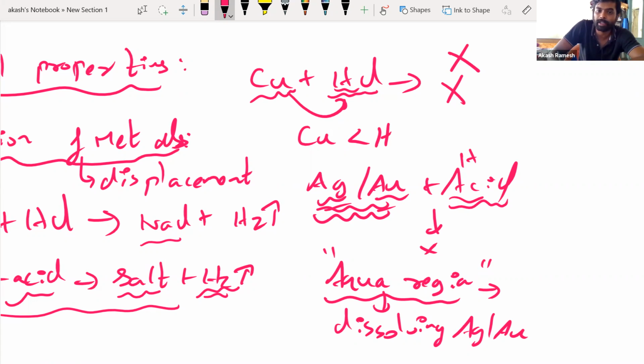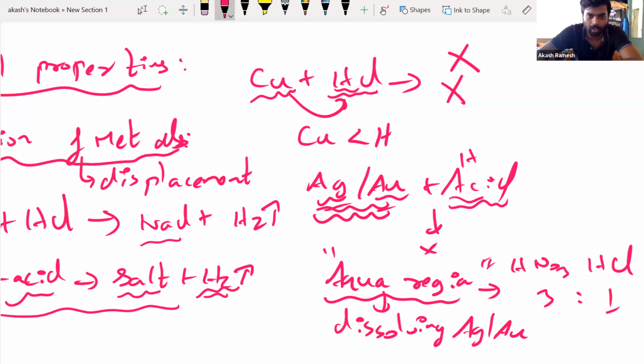It is going to be HNO3 and HCl, nitric acid and HCl, and the ratio should be 3:1. 3 parts of HNO3 and 1 part of HCl mixed together. That particular mixture is what is called aqua regia, and it is capable of dissolving silver or gold. If you take normal acid, this won't happen. They will not dissolve because they will not react. But aqua regia, 3 parts HNO3 and 1 part HCl, is capable of dissolving silver or gold.